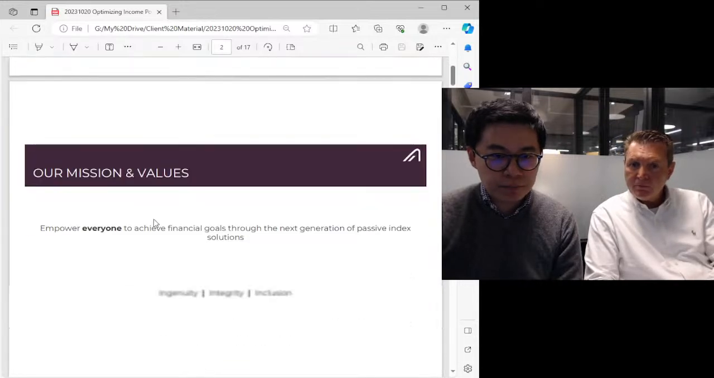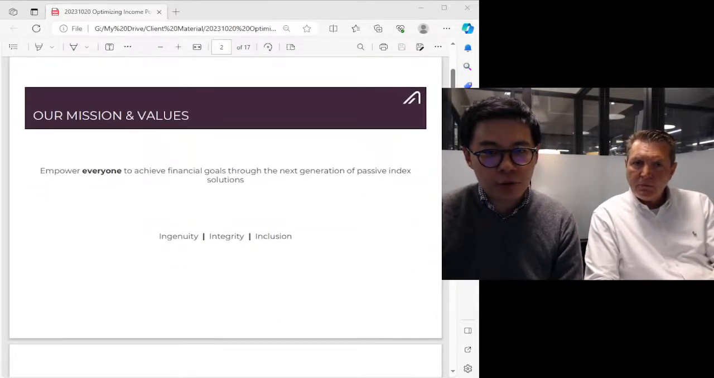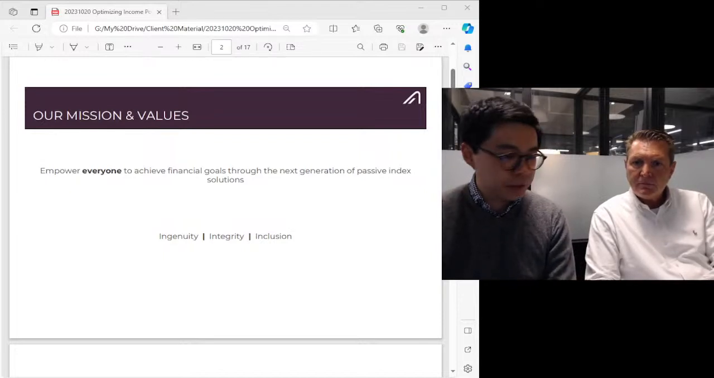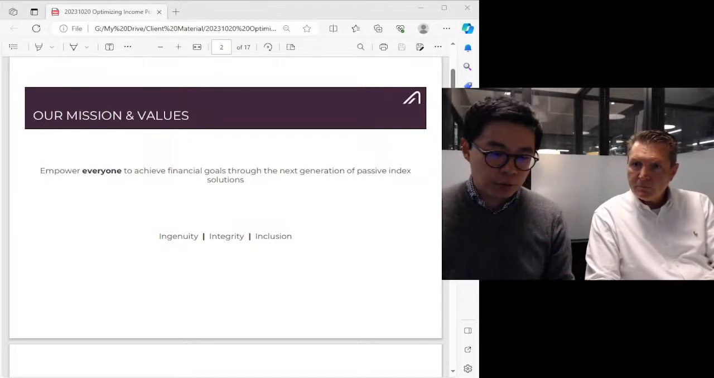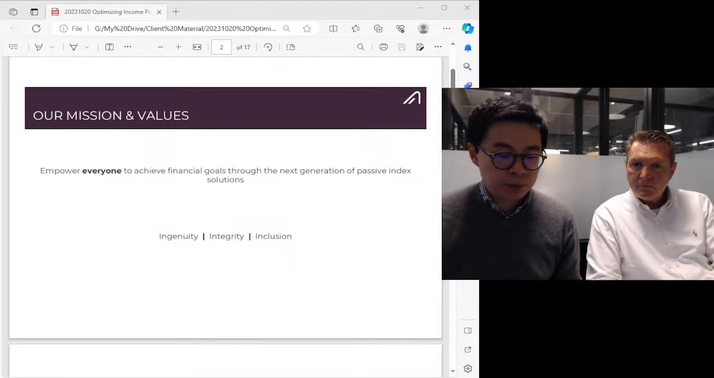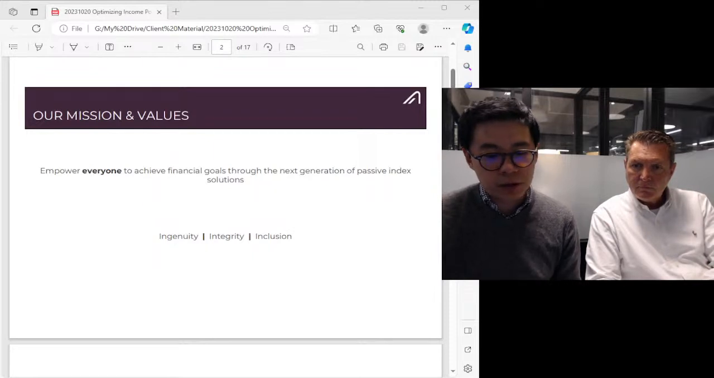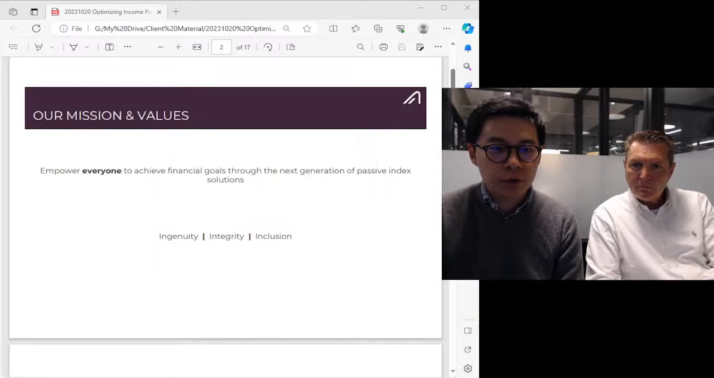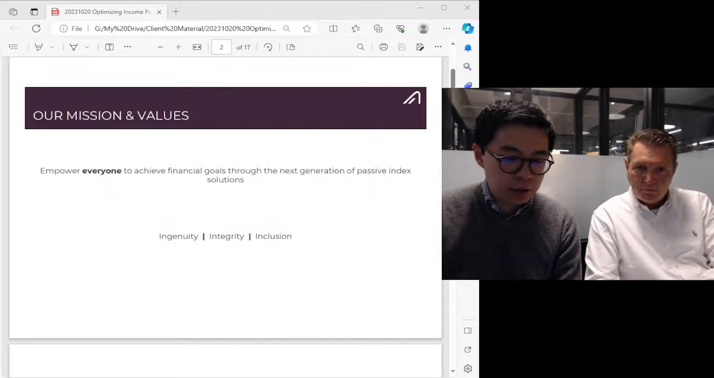Yeah, so I'll start with the first slide here, our core mission and values. Really, we were founded with the mission of building an optimal portfolio for investors. And we define an optimal portfolio as one that maximizes an investor goal while minimizing volatility. So our core mission is to empower everyone to achieve their goals through our next generation passive index products. So really what we have is we built a proprietary weighting methodology, which we call Variance Optimized Indexing, or VOI. And that's the core of our portfolio construction backbone.